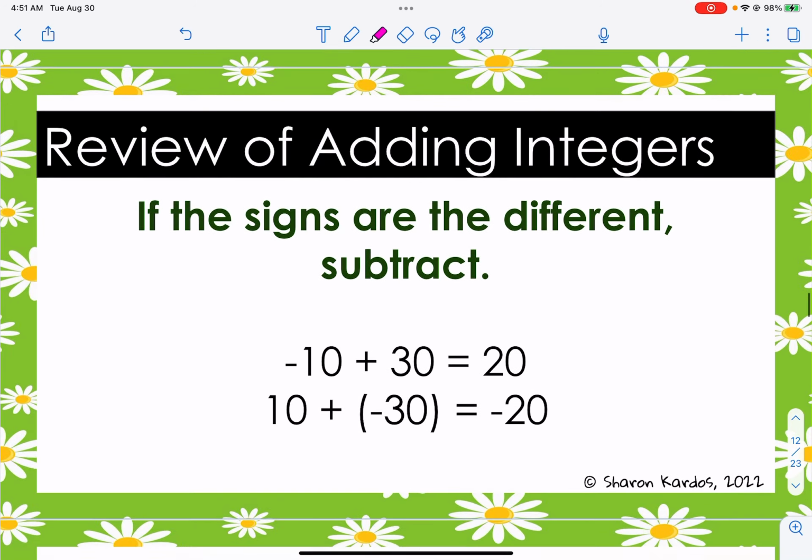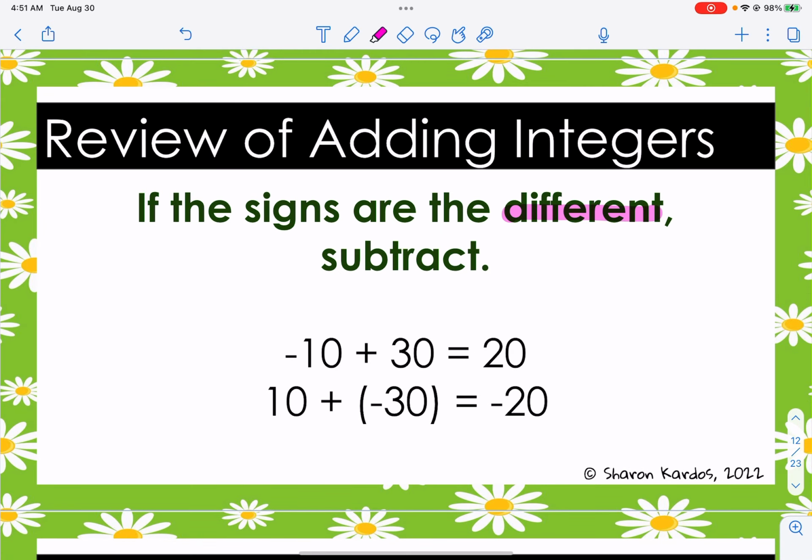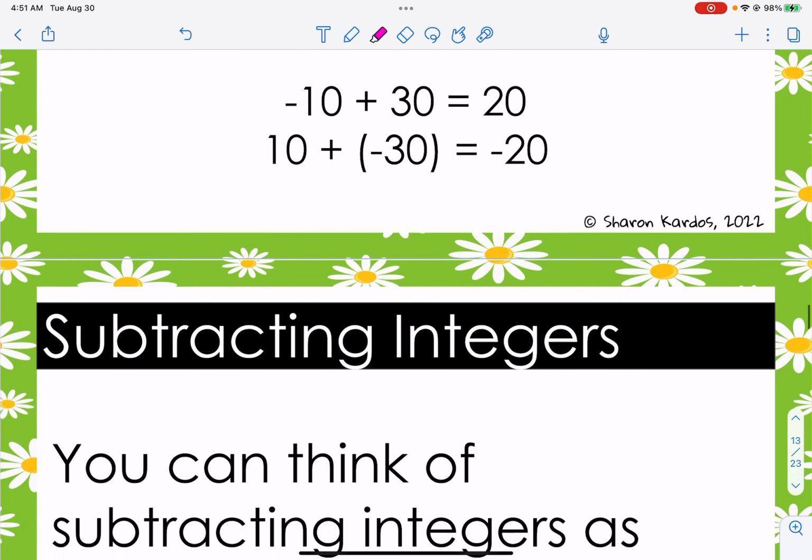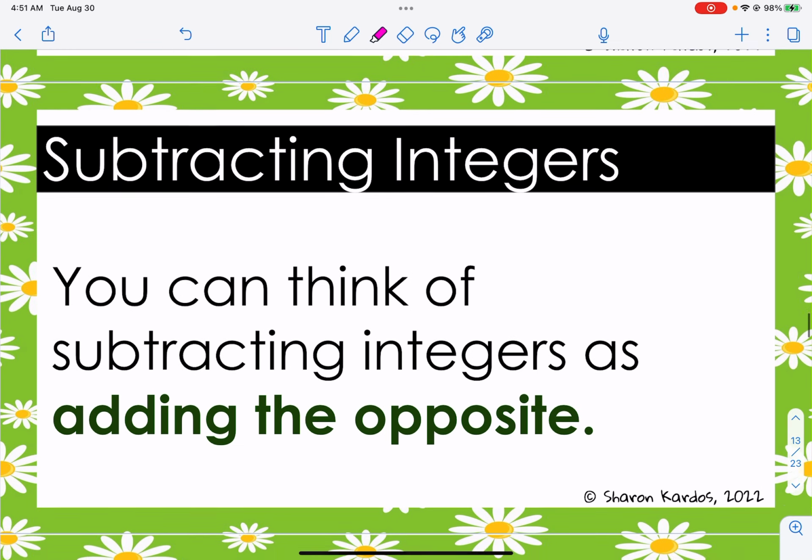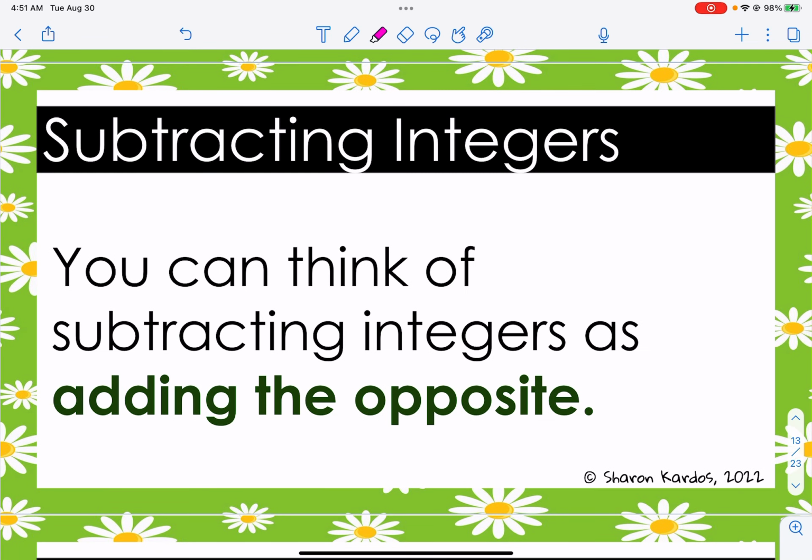And then the second rule that we learned, which is this: if the signs are different, then we're going to subtract. So if we have 1 of each. And then at the end, we just decide which sign it is by which one we had more of. So in this first example, 30 was larger, so it was positive, so we made it a positive 20. And in the bottom example, the 30 was negative, so we have more negatives than positives, so it would be negative 20.